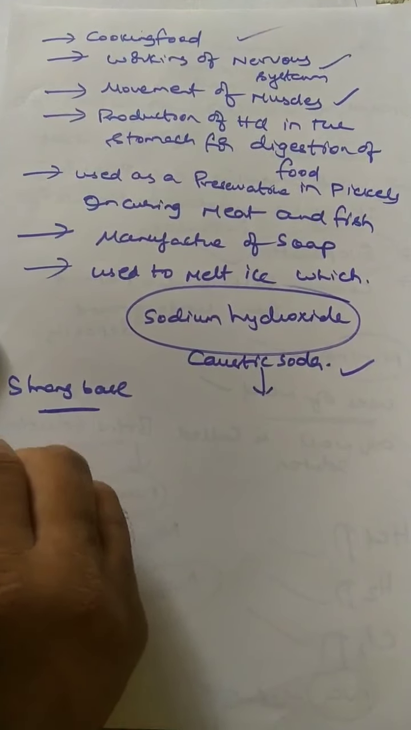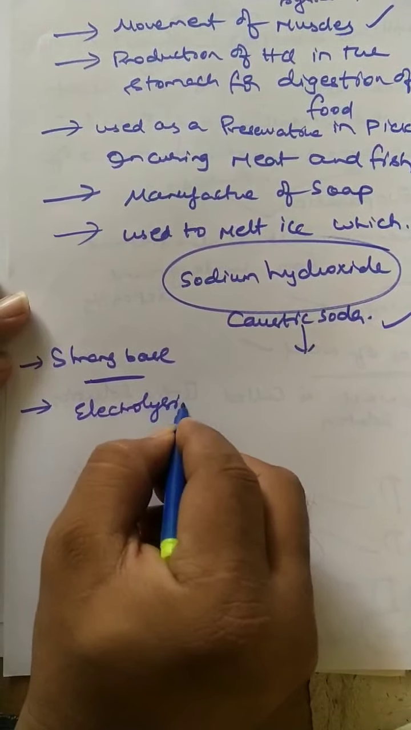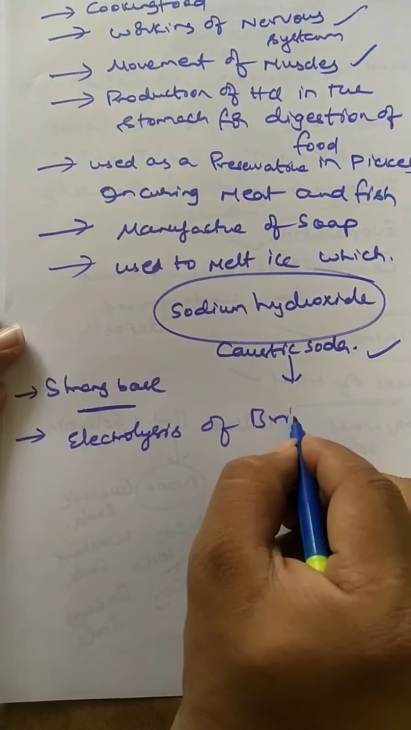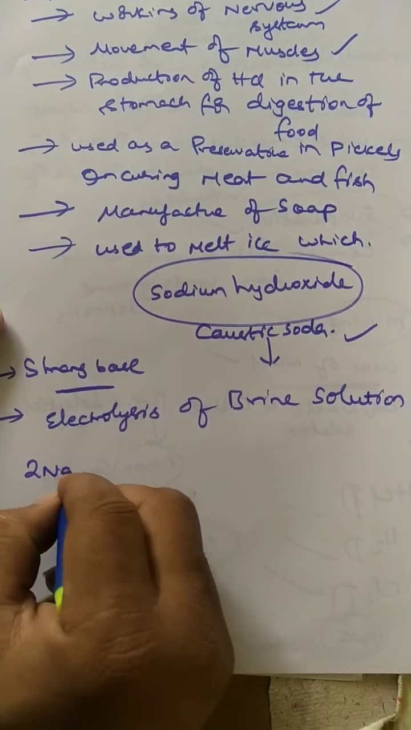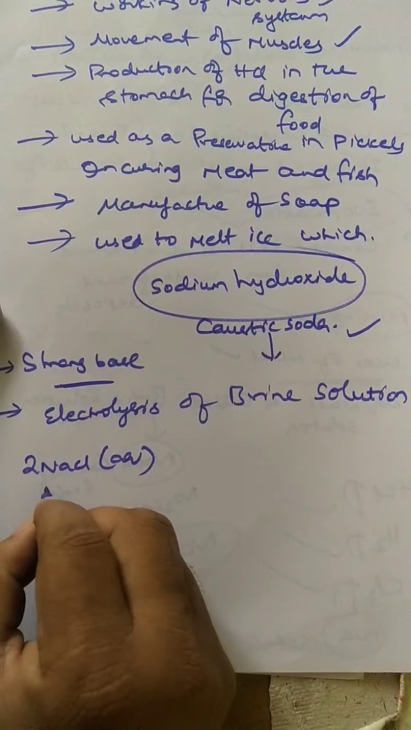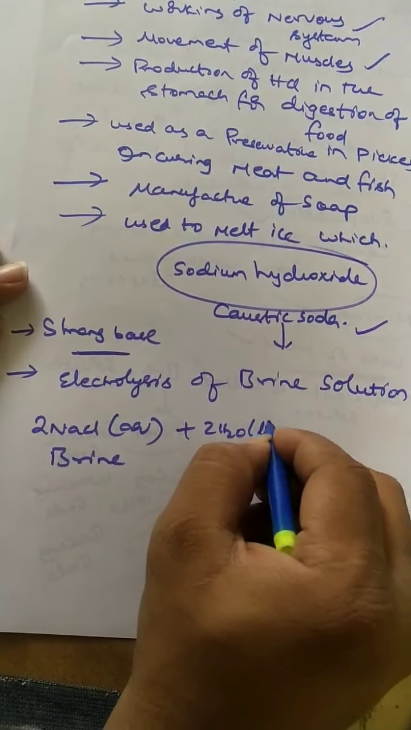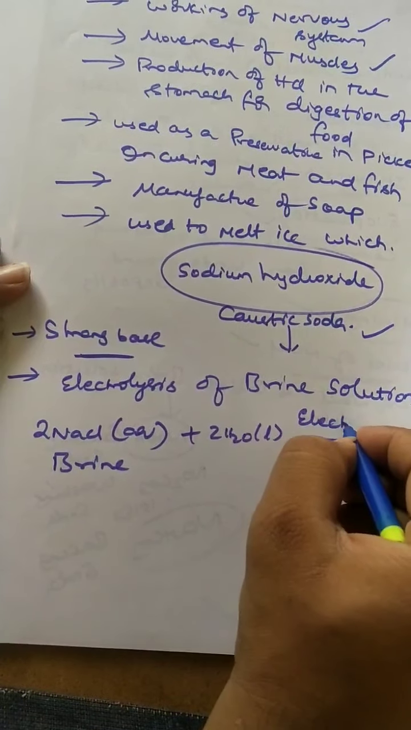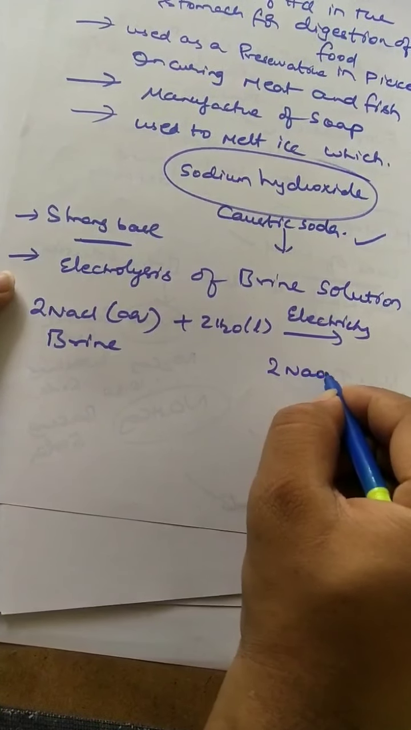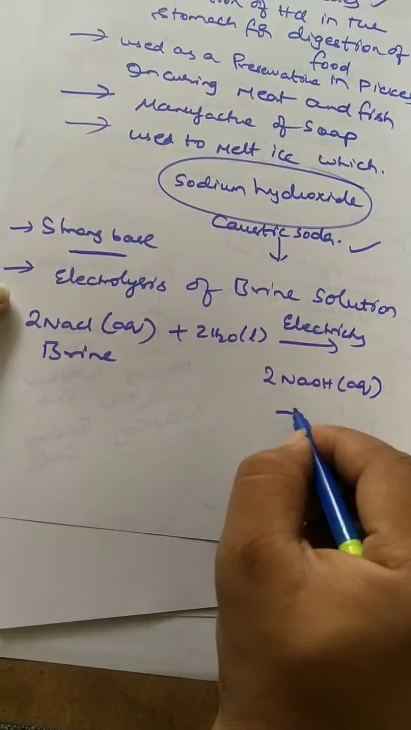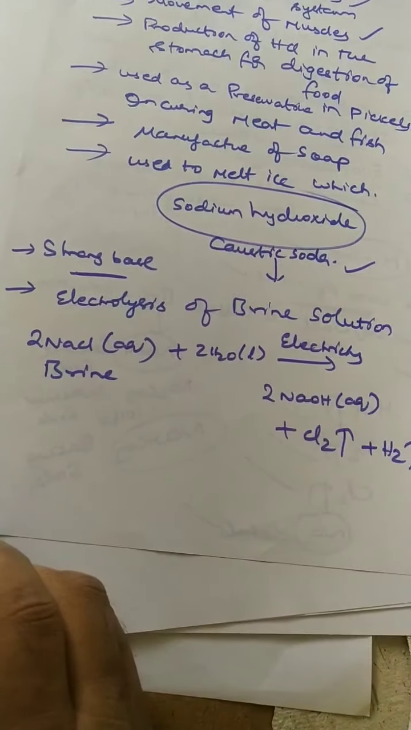So how is sodium hydroxide prepared? What is the important raw material? We apply electrolysis of brine solution. On electrolysis of brine solution, sodium hydroxide is prepared. The main raw material is sodium chloride solution. We call it brine, aqueous sodium chloride solution. Electrolysis means you have to pass electric current through aqueous sodium chloride solution. So what are you going to get? Sodium hydroxide, aqueous sodium hydroxide, plus chlorine gas and hydrogen gas, which are eliminated as byproducts.